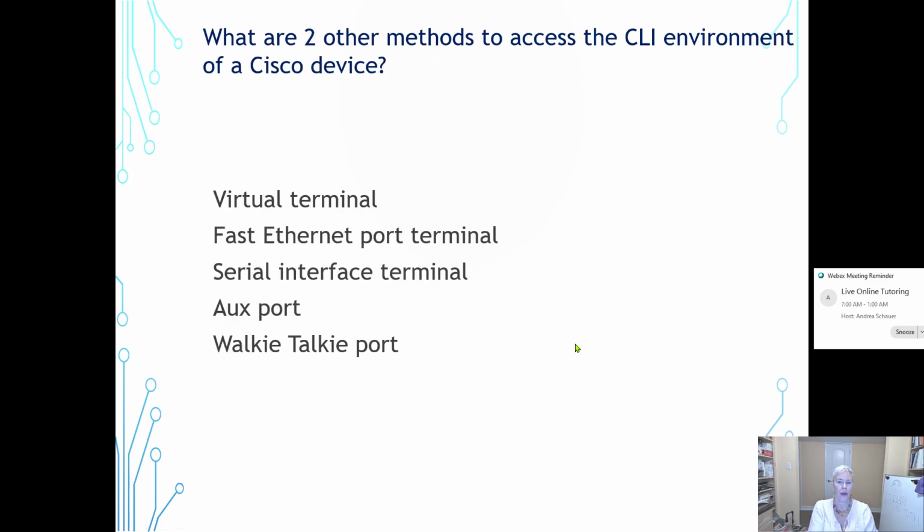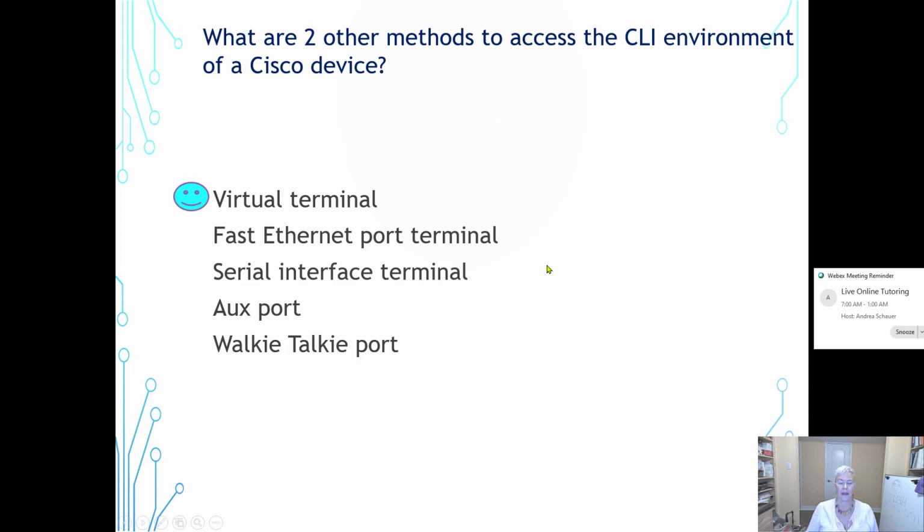What are two other methods to access the CLI environment of a Cisco device? Again, here's a multiple choice. A virtual terminal, a fast Ethernet port terminal, a serial interface terminal, an auxiliary port, or a walkie-talkie port. So I'm hoping you can eliminate at least one of those, right? The walkie-talkie port. We can get rid of that. Now, it's possible you are not familiar with these other terms, and so this would be a hard question to answer if you hadn't already done some reading and studying.